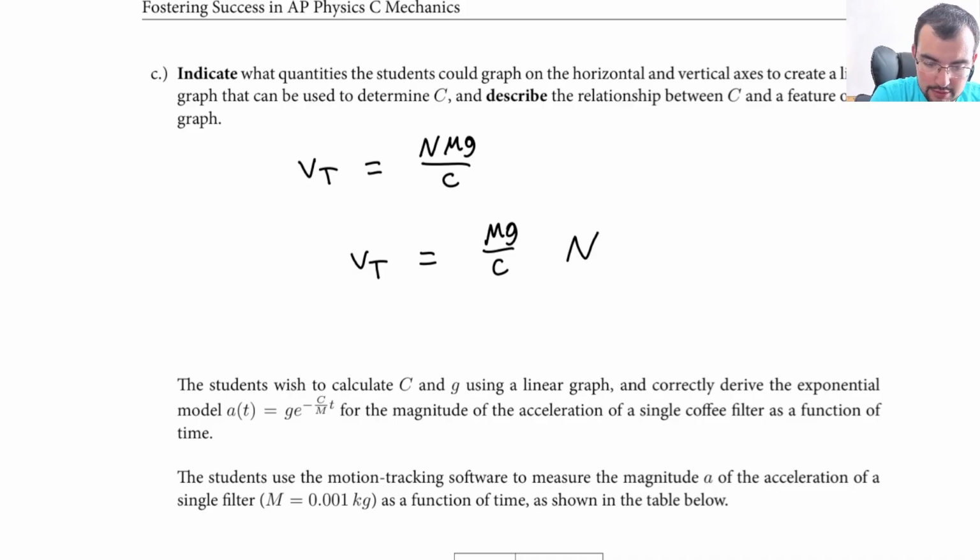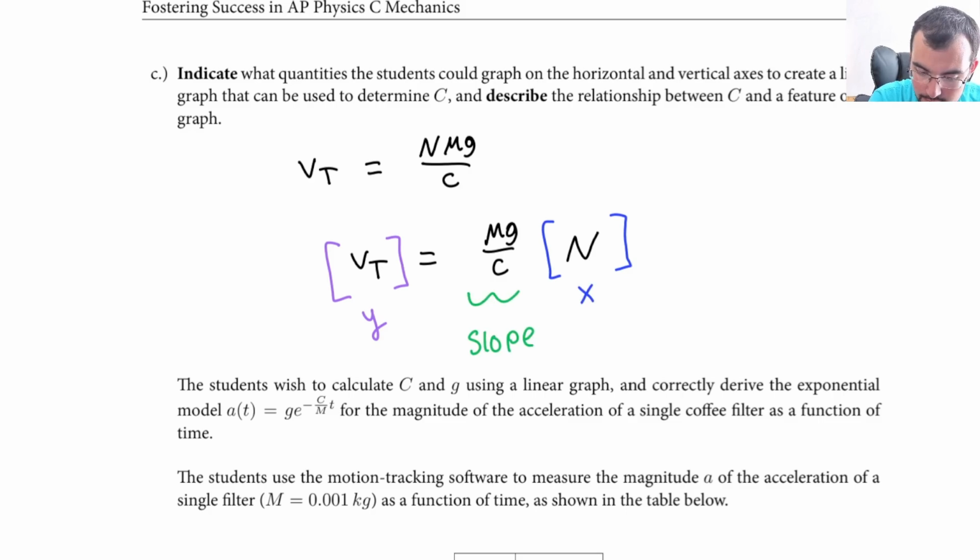So a linearization you could do is terminal velocity goes in the box. Capital N goes in the other box. And then mg over c would be your slope. So you'd graph terminal velocity versus n coffee filters. Slope of the best fit line is equal to mg over c. So mg divided by the slope should be your c. But you could just stop here when we have a slope relationship. We didn't say solve for c. We said figure out a relationship between c and the slope of the graph.